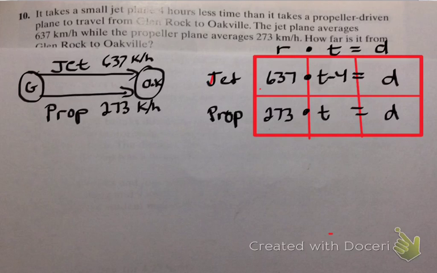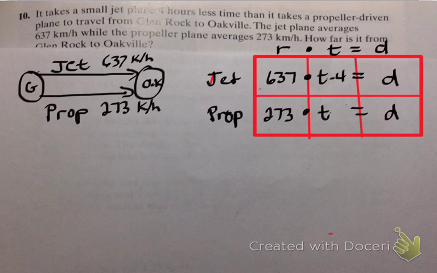How'd you do it, Callie? I did the jet was T and the propeller is T plus 4. So you can do it either way. Remember, you can do it either way. I can say that the propeller took 4 more hours, but the jet is just T. It's just who does more, who does less. You could have written it like this, T, and this is plus 4 hours. Does that make sense? So you wanted to do it like this.